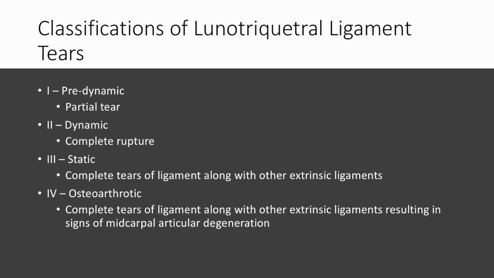Classification 3 is static. It's a complete tear of the ligament along with other extrinsic ligaments. Type 4 is osteoarthrotic, which is a complete tear of the ligament along with other intrinsic ligaments, resulting in signs of mid-carpal articular degeneration.